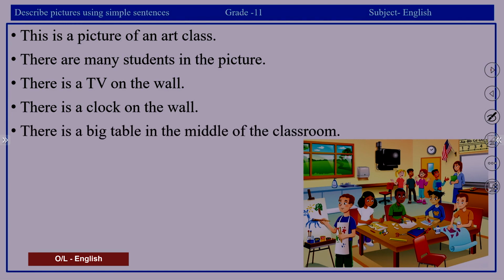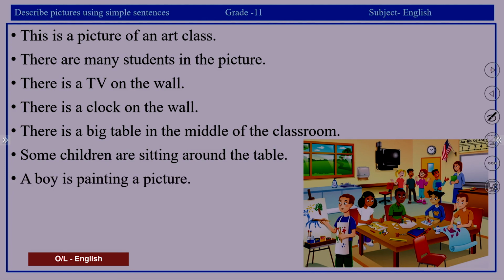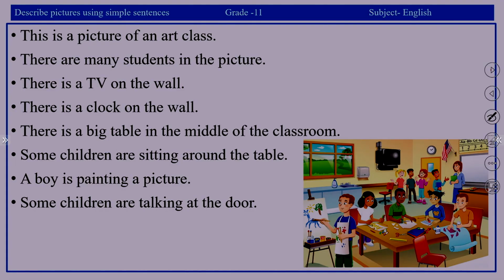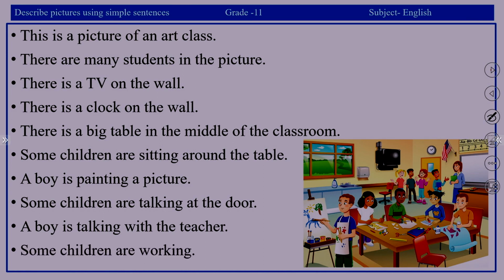There is a big table in the middle of the classroom. Some children are sitting around the table. A boy is painting a picture. Some children are talking at the door. A boy is talking with the teacher. Some children are working.